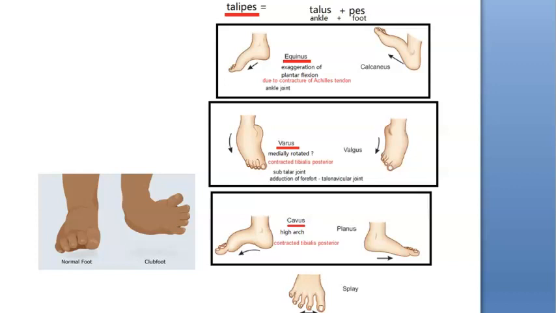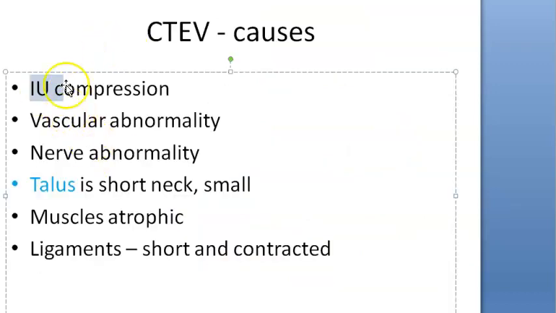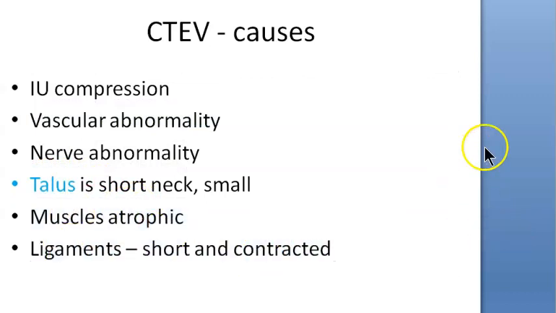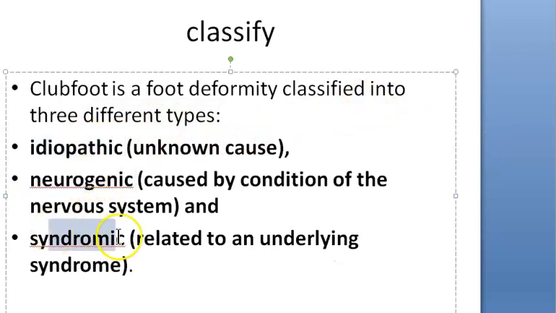So basically, what are the causes? Intrauterine compression, some nerve problem. So it could be neurogenic. It could be a vascular abnormality. The bone itself could be having some problem. The muscles could be atrophic. The ligaments can be shortened, contracted. So basically, the causes they're telling are idiopathic, neurogenic, that is because of the nerve, syndromic, probably, which affects your muscle, bone, and your ligaments, right?